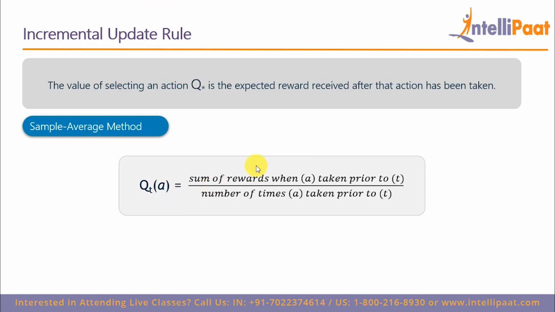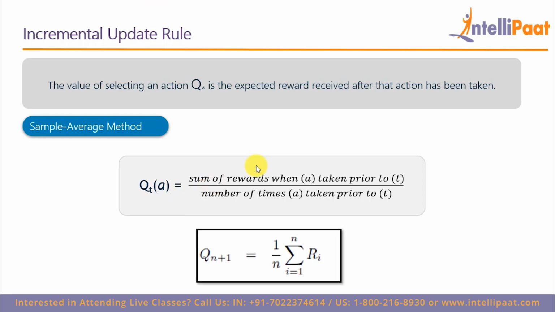So to overcome this problem, we'll write the sample average method in a recursive manner, and by doing so we can avoid storing all the previous data. So this is the equation that says the same thing: we sum all the rewards divided by the total number of times we have taken that action.